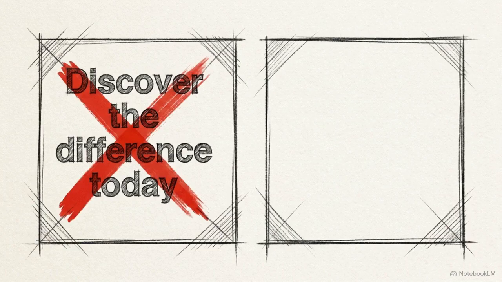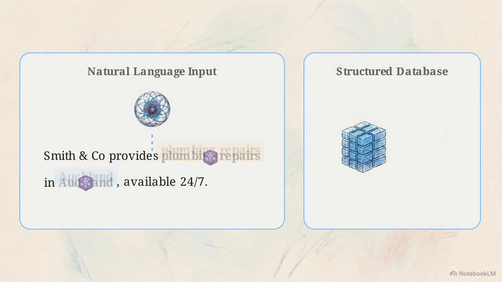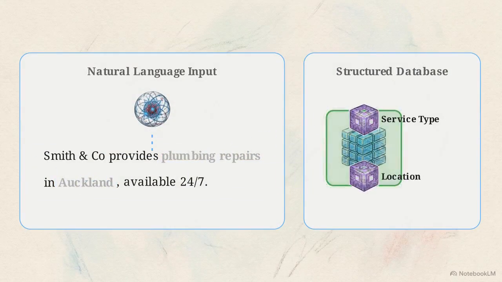This comparison shows the difference between marketing prose and machine-ready data. On the left, a meta description reading "Discover the difference" offers 0 data. On the right, a description stating "Commercial plumbing repairs in Auckland, available 24/7," provides the AI with the exact location and service type it needs to make a recommendation.